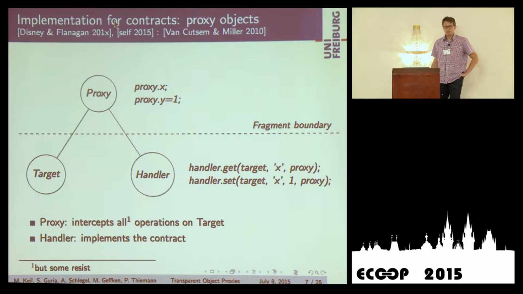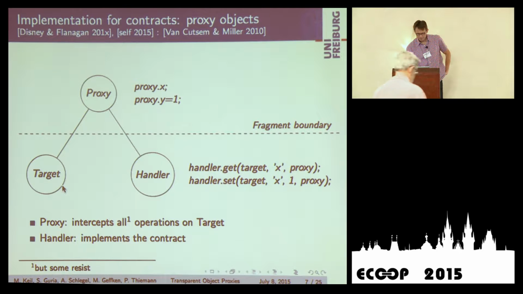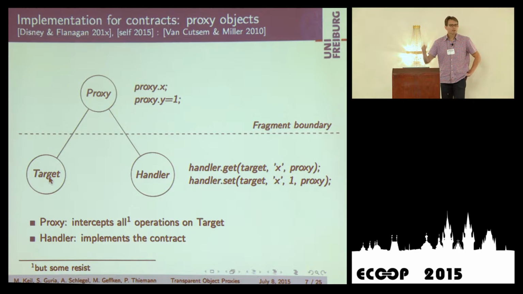A very useful implementation technique for contracts that's also proposed for JavaScript by Van Cutsem and Miller is using proxy objects. And indeed, there are implementations for contracts for JavaScript by Disney and Flanagan and by ourselves, relying on proxy objects. And essentially, the idea is that, you can see something maybe. Suppose you want to guarantee that your target behaves in a certain way, or that your target's integrity is preserved in a certain way. Then you introduce a proxy object.